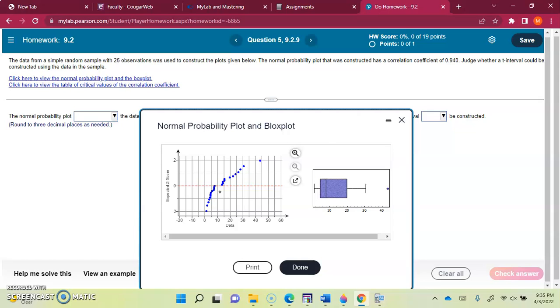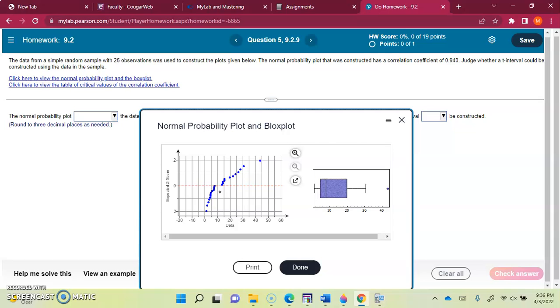If you remember in 7.3, we learned how we can figure out from a normal probability plot whether the data is coming from a normal population or not. So the normal probability plot was constructed, with a correlation coefficient of 0.940. Judge whether the t-interval could be constructed using the data in the sample or not.